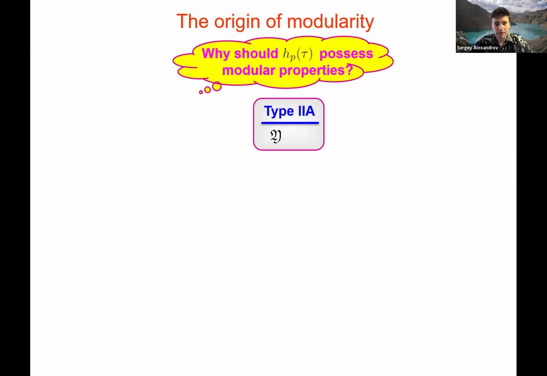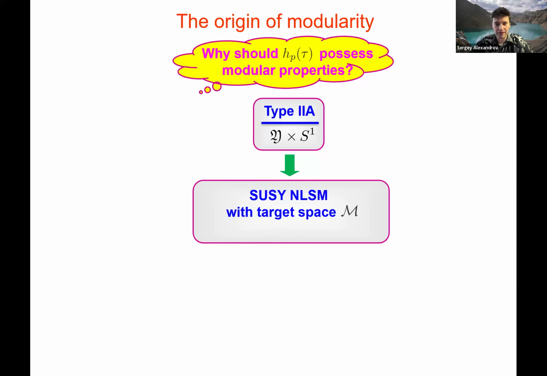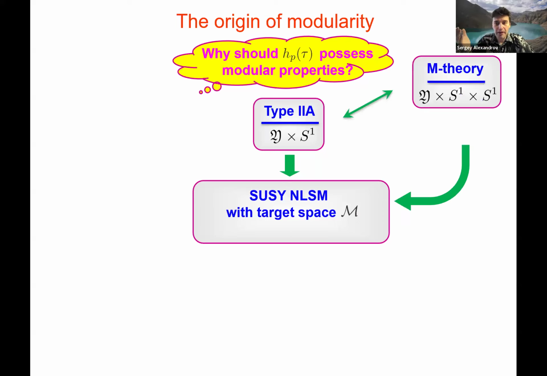Okay, so let me remind you that we're dealing with type 2A theory on a Calabi-Yau. And let's compactify this setup on an additional circle, so that now we go to 3 dimensions, and in 3 dimensions, the effective theory can always be formulated as some nonlinear supersymmetric sigma model, which is characterized by a certain target space, which I will call M. But now we know that type 2A is the same as M theory on a circle, so the whole setup is equivalent to M theory on a Calabi-Yau times 2 circles. But 2 circles is nothing else but a torus, and once you have a torus in the game, it means that there must be a modular group in the game.